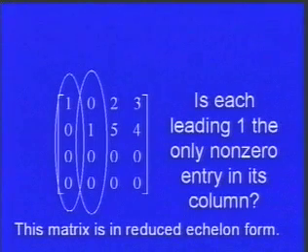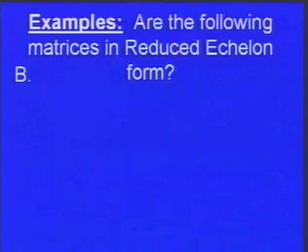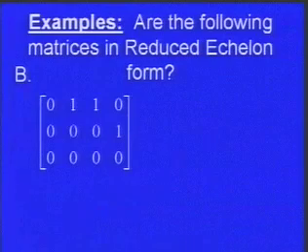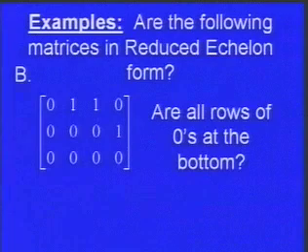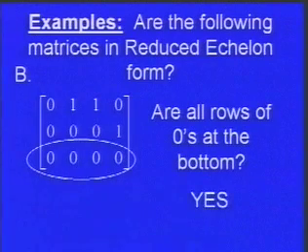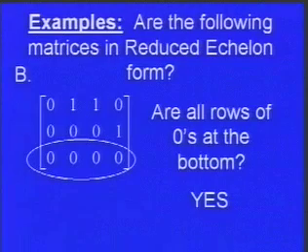Okay, so it met all 4 conditions. It's reduced echelon form. Let's look at another example. All right, this time, let's check all 4 conditions again. Are the rows of zeros at the bottom? Yes. Okay, you have a single row of zeros, and yes, it's at the bottom.